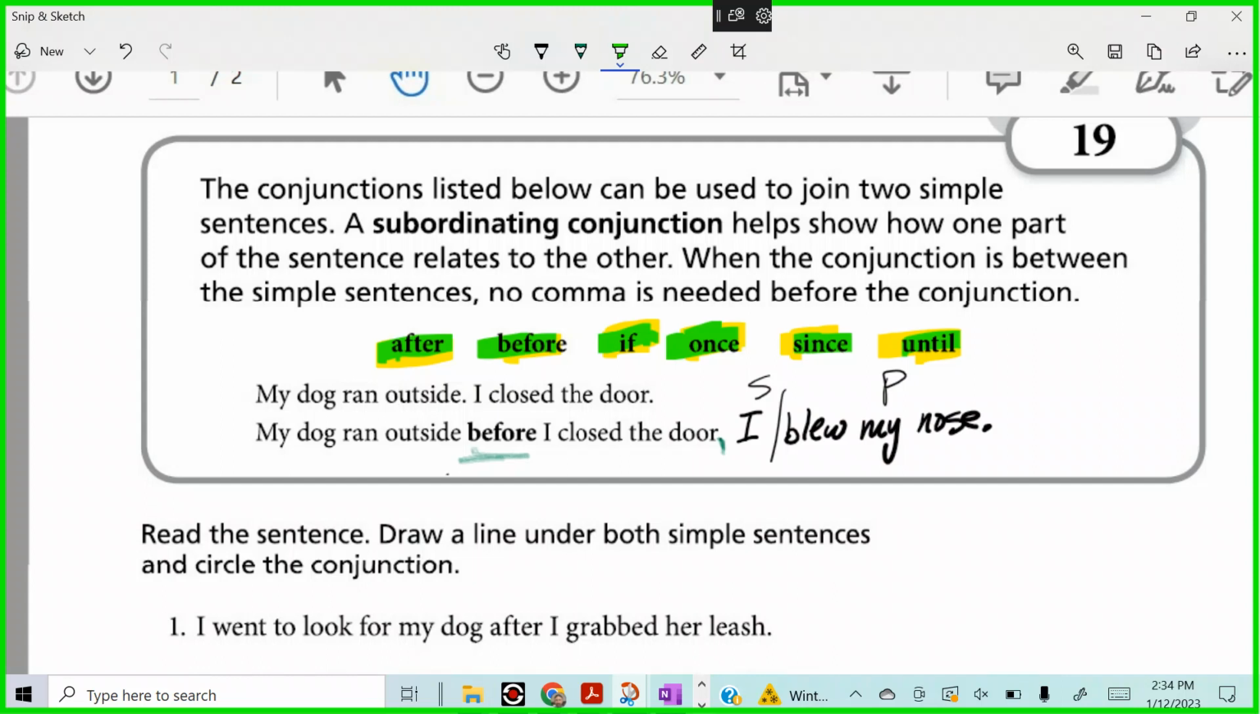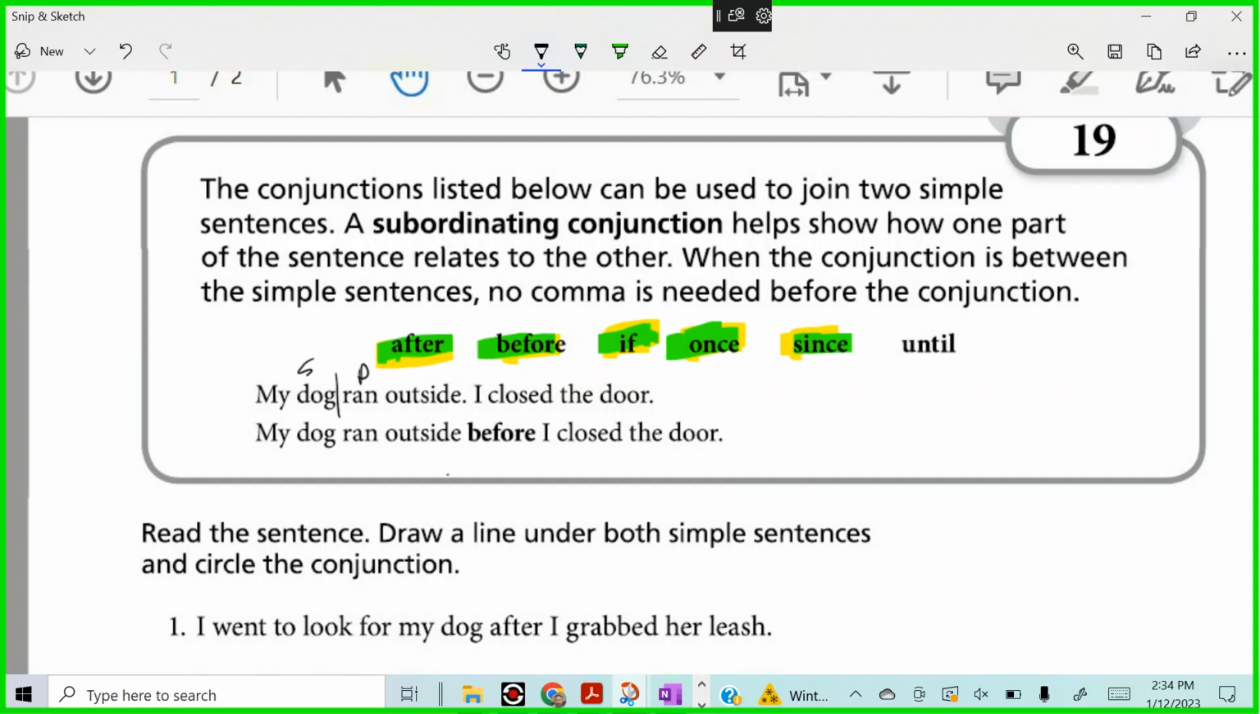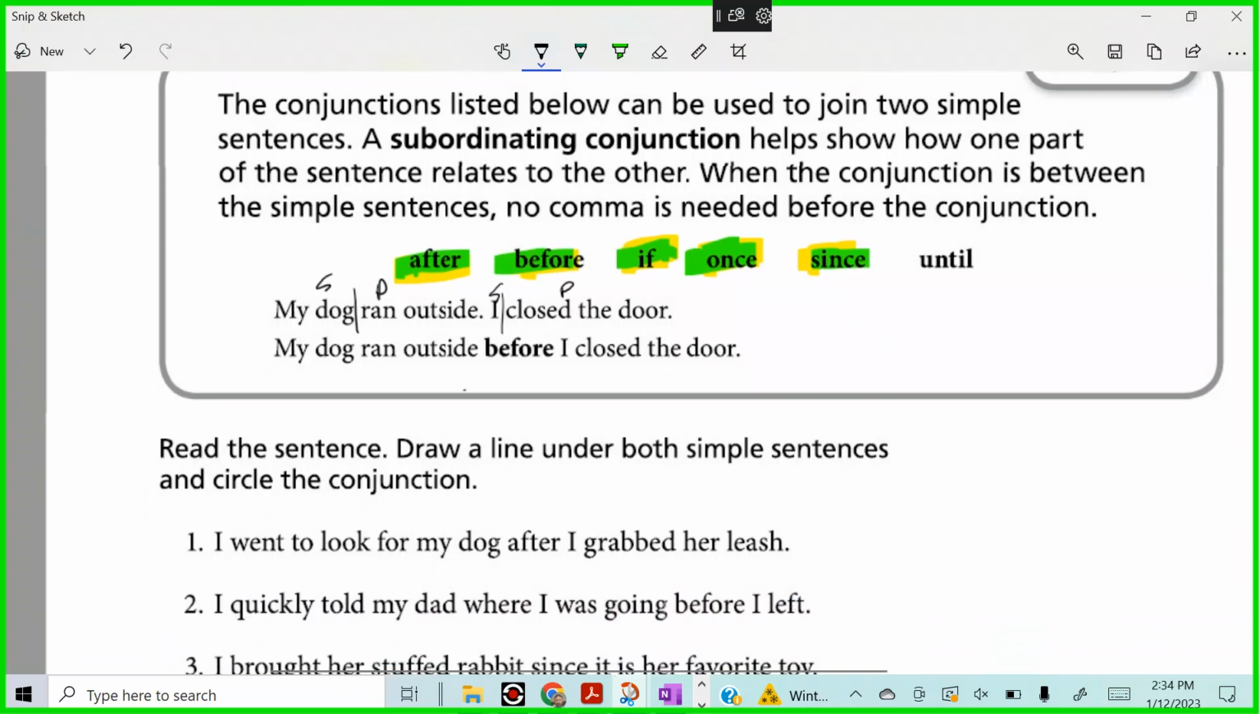So let's take a look. Ready for this? It says, my dog ran outside. Simple sentence, period, right? My dog, subject; ran outside, predicate. I closed the door. Subject, and closed the door as a predicate. Those are two very simple sentences. Can't we join them together with a subordinate conjunction? Yeah. My dog ran outside before I closed the door. You don't need a comma before the subordinate conjunction because it comes between two simple sentences.